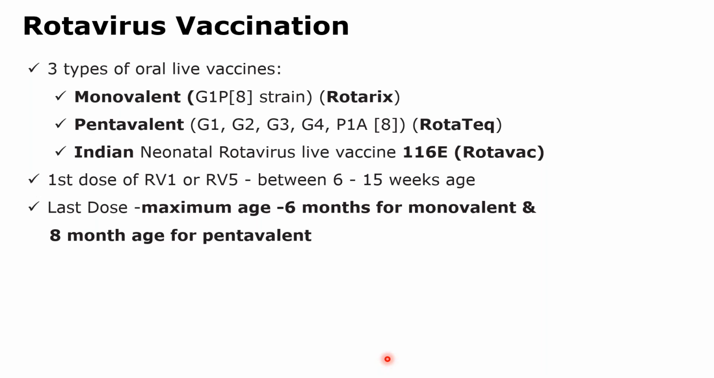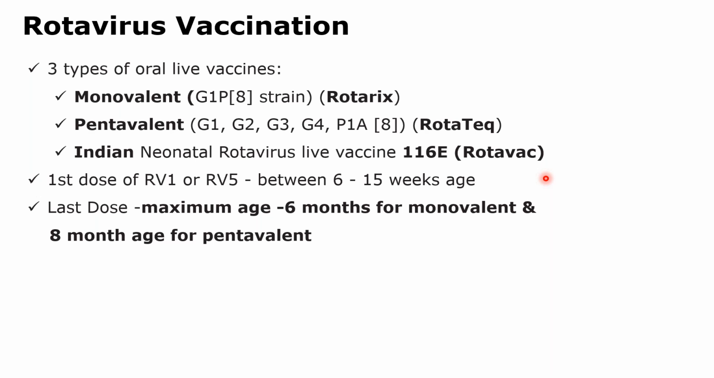Currently the rotavirus vaccines that are available are the monovalent vaccine called Rotarix, the pentavalent vaccine called RotaTeq, and the Indian neonatal rotavirus live vaccine, which has been prepared from a strain isolated from AIIMS New Delhi, the 116E strain, which comes by the name of Rotavac. And the rotavirus vaccine is now a part of our national immunization schedule.